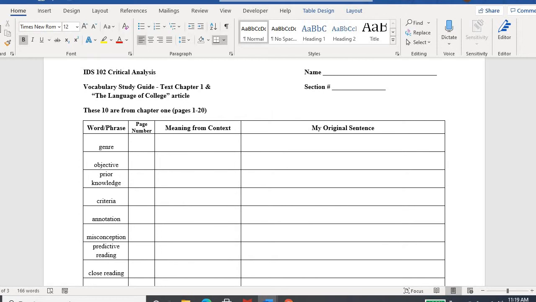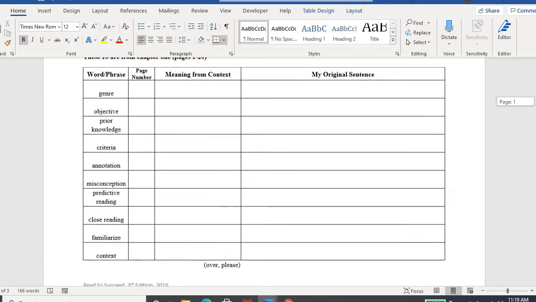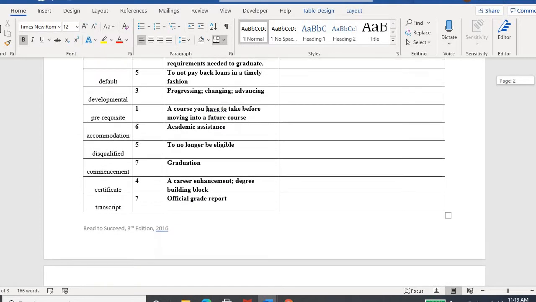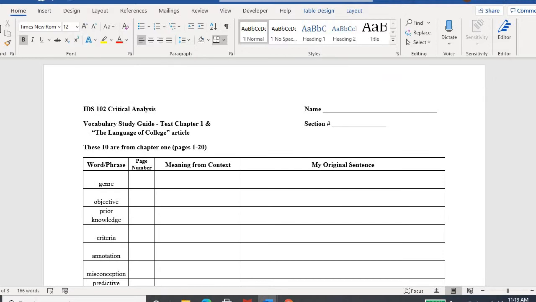So every chapter you will get a vocabulary study guide. This is the only chapter where some of the words are coming from something other than our text. Every other chapter, 2 through 10, all 20 of the words will be from the chapter itself. This is the only chapter where 10 come from the chapter and then 10 come from the Language of College. So we'll be using that to complete this week as well.